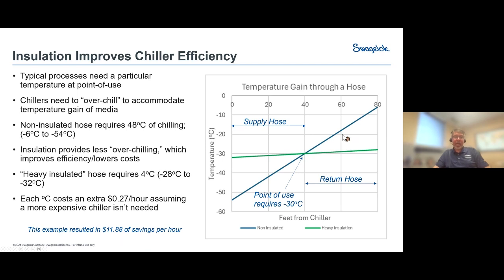$11.88 per hour that this chiller is running. So every chiller is saving $11.88, which adds up in a hurry. Sometimes we talk about what the cost of putting insulation on a hose could be. You end up making the savings back relatively quickly because you're saving so much on the chiller efficiency and reducing that amount of what we call over chilling.